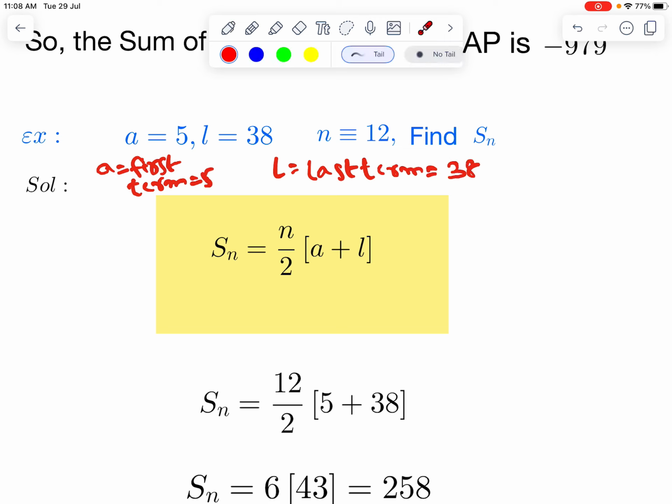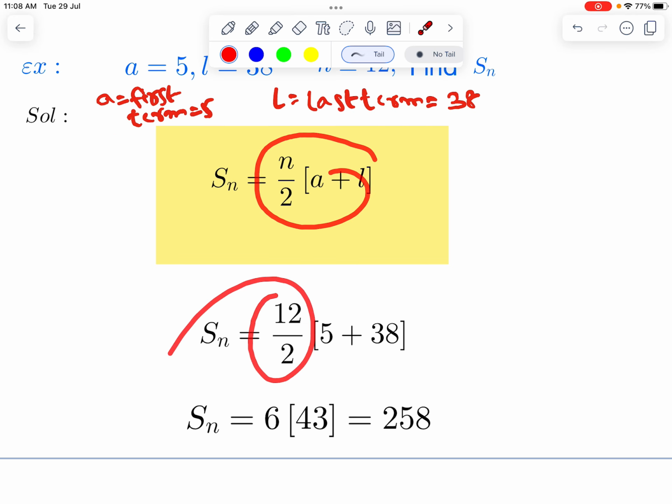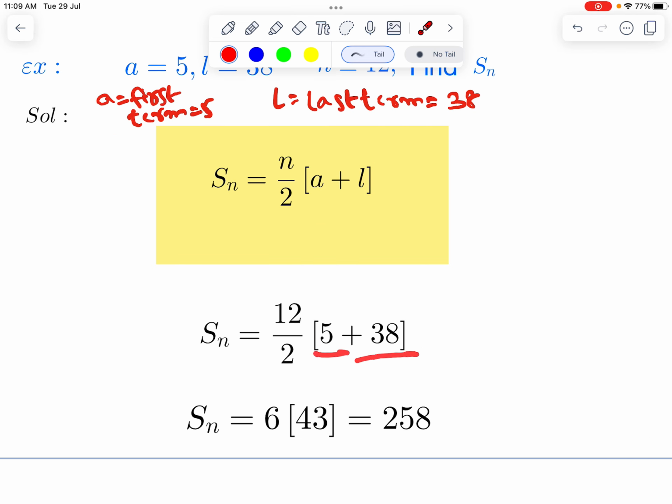Therefore, Sn is equal to n by 2, that is equal to 12 by 2 into a plus l, 5 plus 38. Therefore, 43. Therefore, Sn is equal to 6 into 43. Therefore, answer is 258.